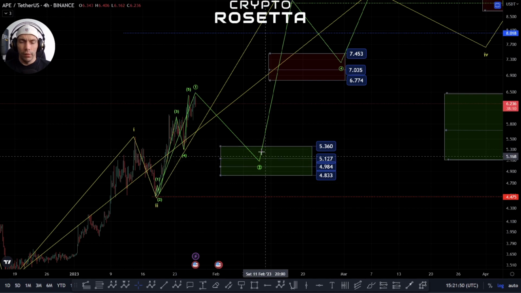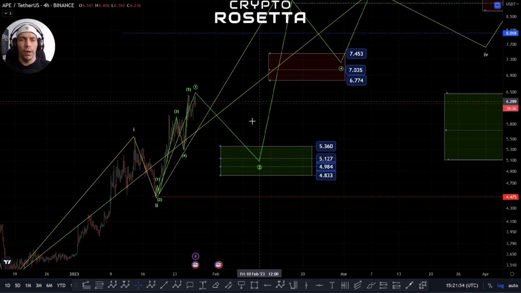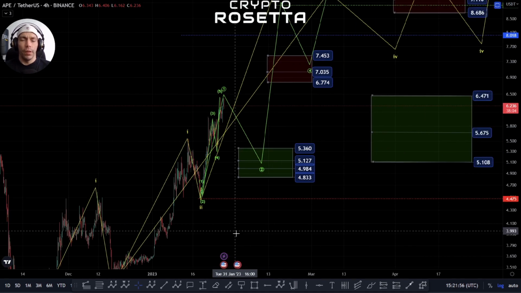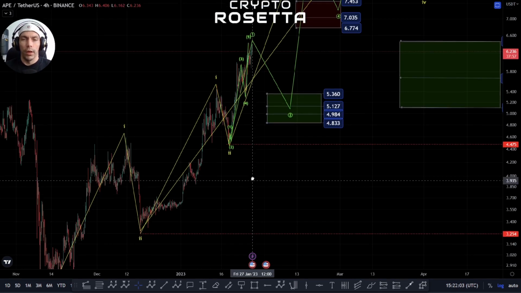If we do retrace into this zone again, it is possible we could be setting up for a much bigger move here, though we need to be aware that other coins are potentially looking for pullbacks. So we need to just take that into account when we are looking at these coins.